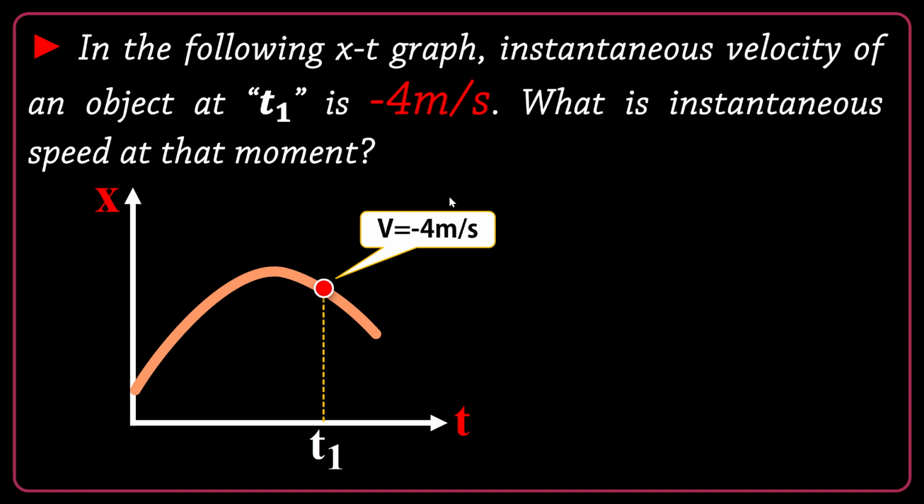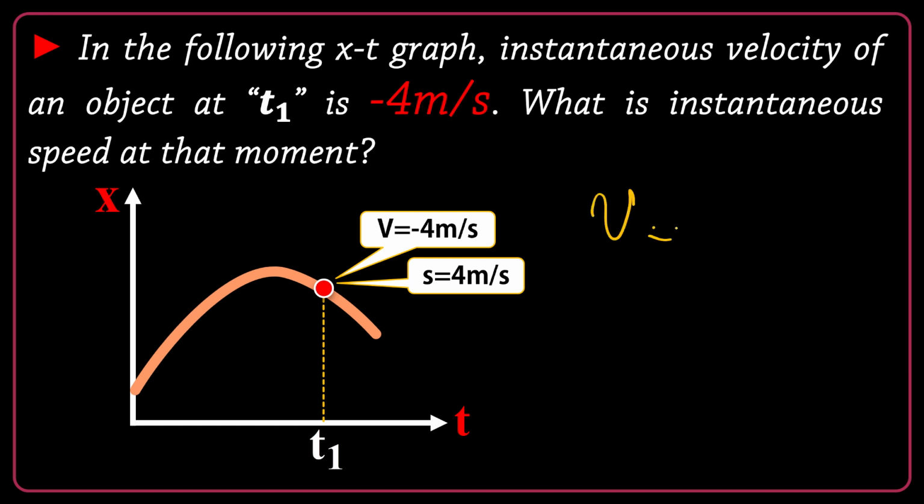You know, the speed cannot be negative because speed is a scalar. How to find the speed is very easy. Just take the absolute value of the velocity. If the velocity is negative 4, the speed is 4. That's all, the magnitude of velocity. The speed is scalar, but the velocity is a vector, and because of that, the velocity can be positive or negative.